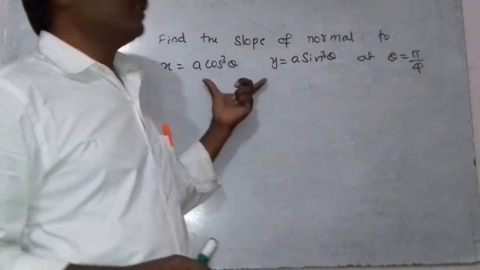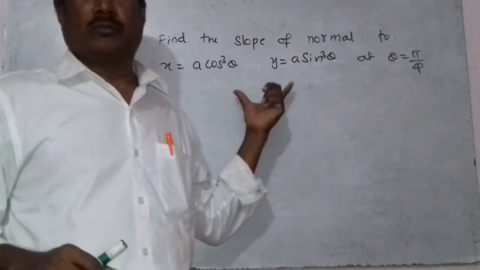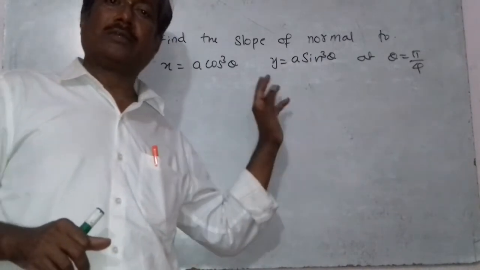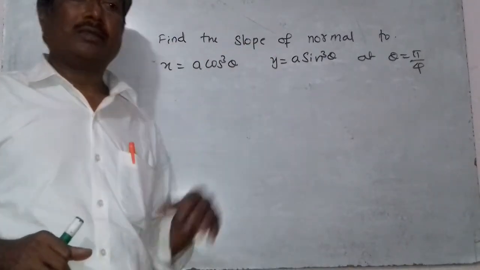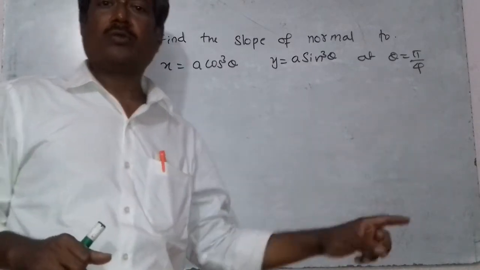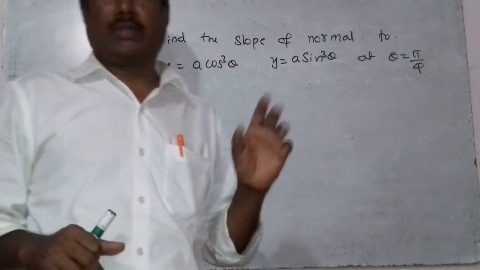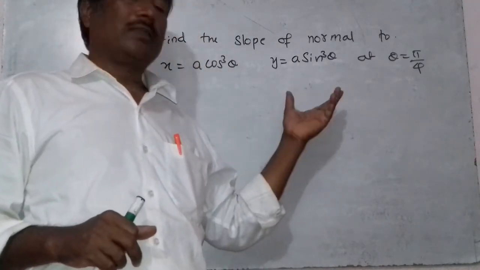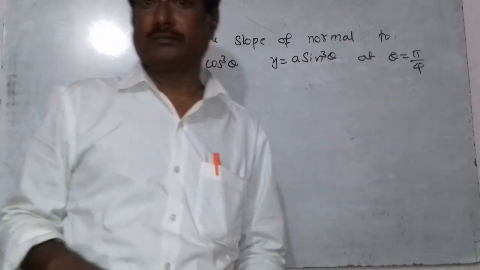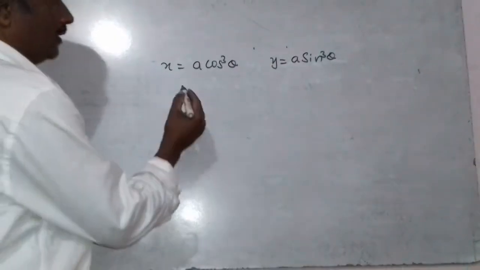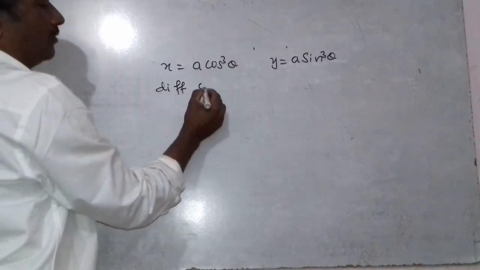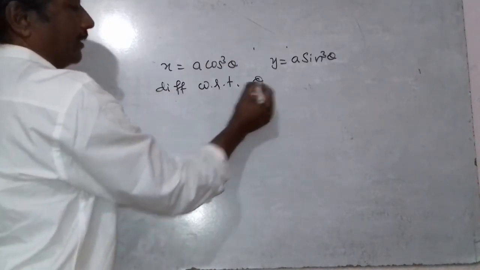Here the given function is in parametric form, so the common parameter is theta. We have to differentiate this function with respect to theta, then find dy by dx at theta equal to pi by 4, which will give the slope of tangent. After taking the negative reciprocal, we will get the slope of the normal. So the common parameter is theta here. Differentiate with respect to theta.